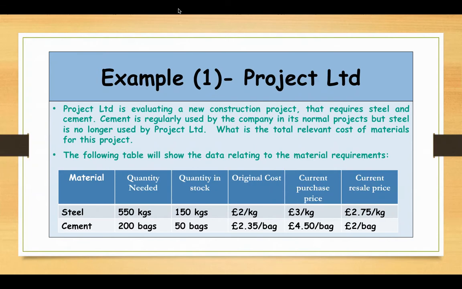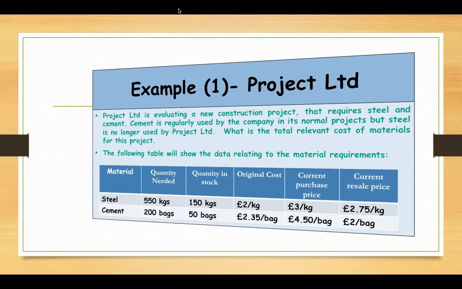Now they have given a table stating the quantity needed, quantity in stock, original cost, which is the sunk cost, so which is not relevant. So we can ignore the original cost, and also they have given the current purchase price and current resale price. So we can calculate the total relevant cost of these materials.